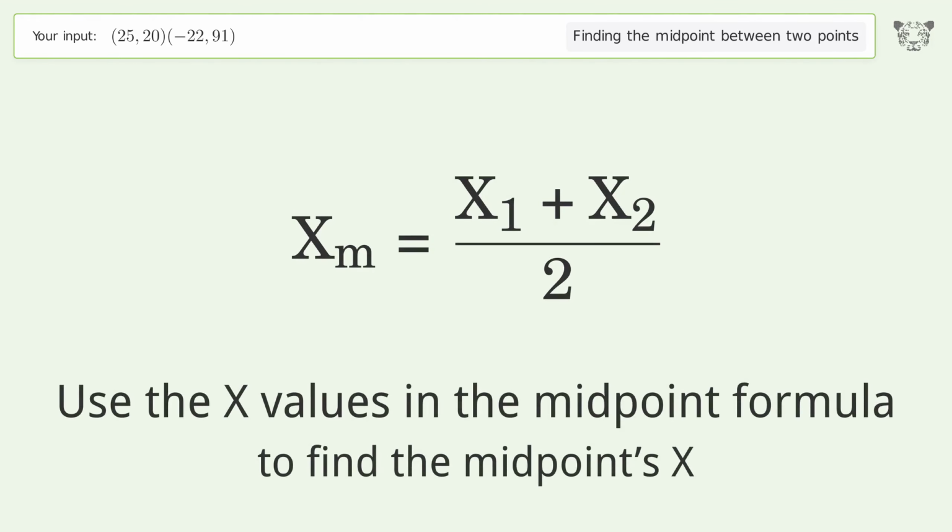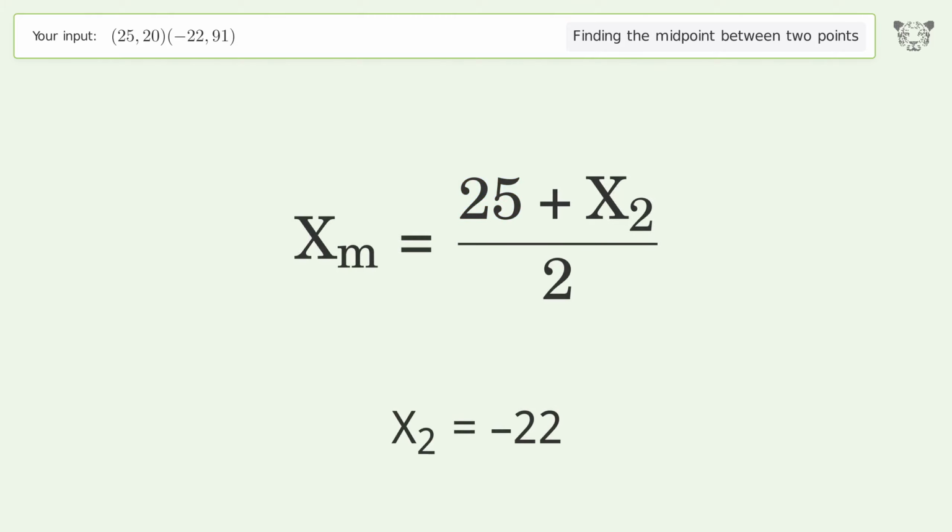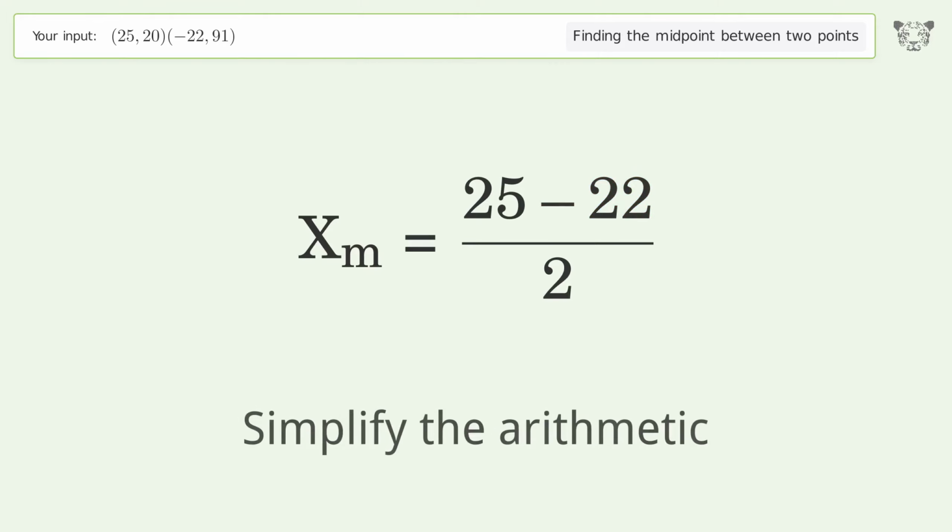Use the x values in the midpoint formula to find the midpoints x. x1 equals 25. x2 equals negative 22. Simplify the arithmetic.